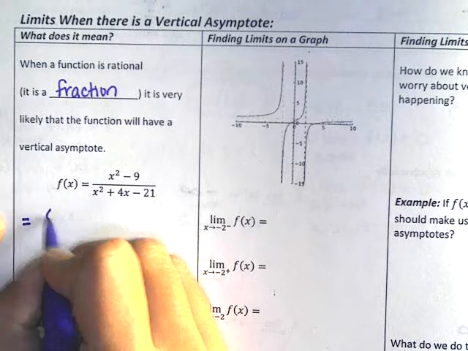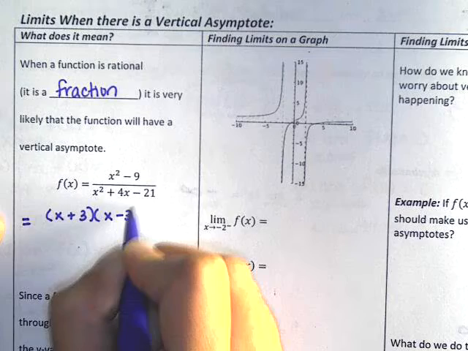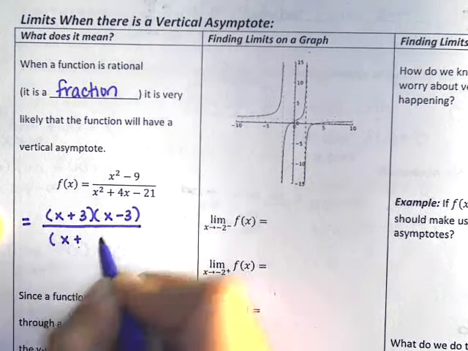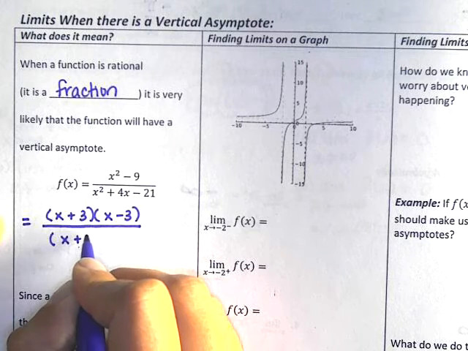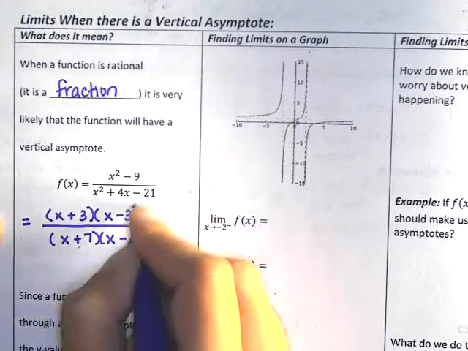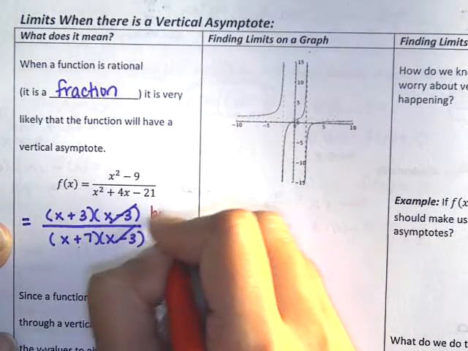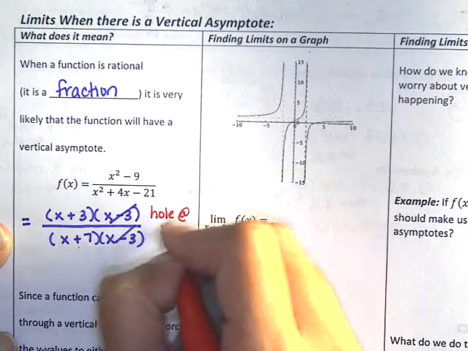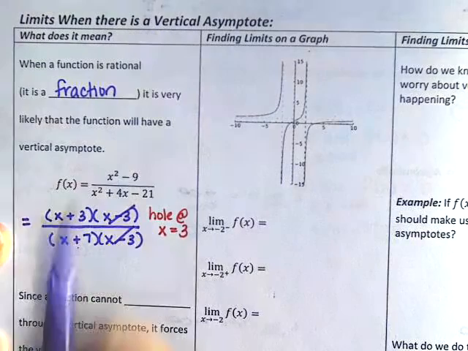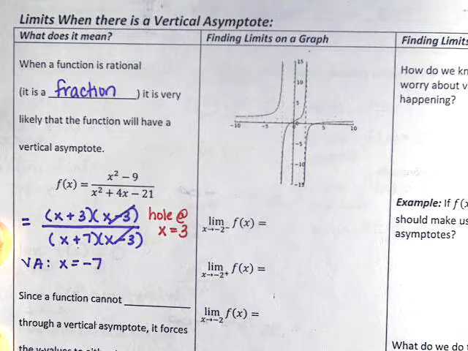For this particular function, the numerator would factor to be x plus 3 times x minus 3, and the denominator would factor to be x plus 7 times x minus 3. When I see that the x minus 3's cancel, I remember that that means that there's actually a hole in the graph at x equals 3. And I realize that that means that the only vertical asymptote would be at x equals negative 7.